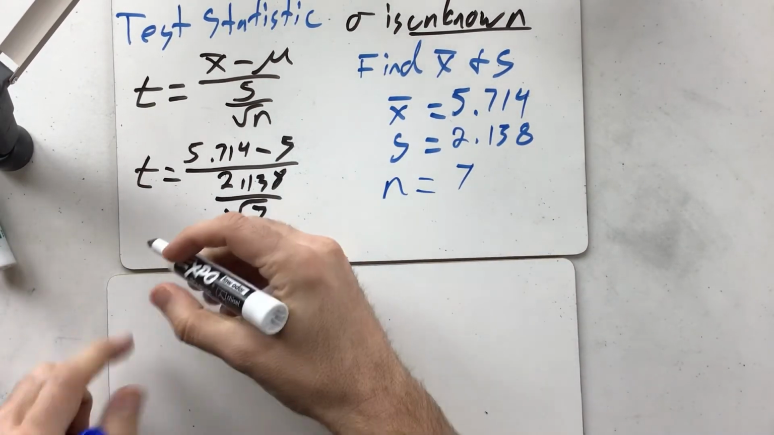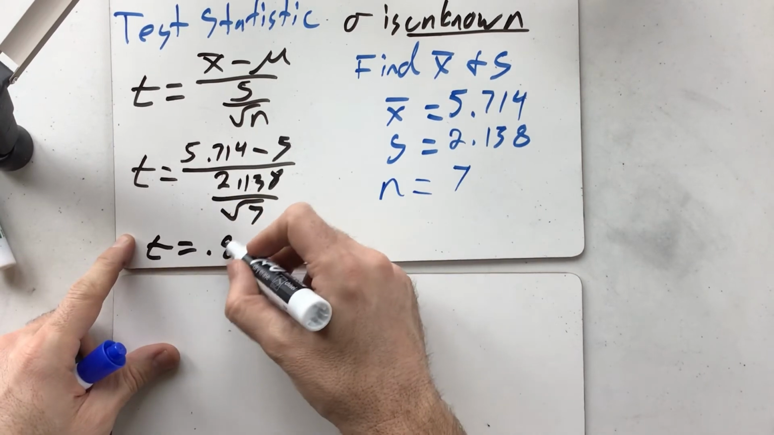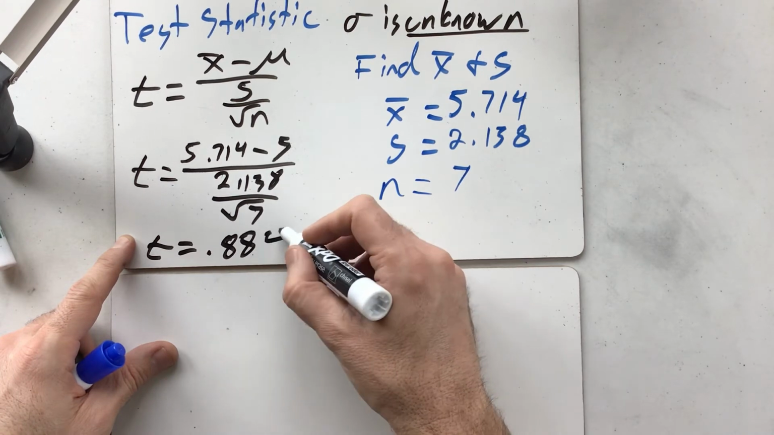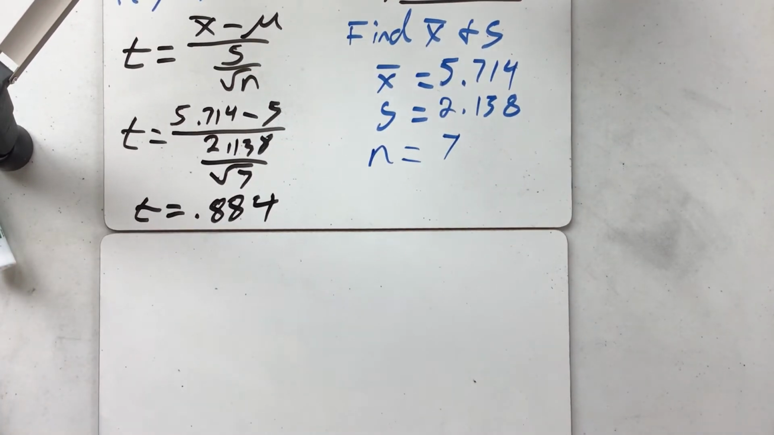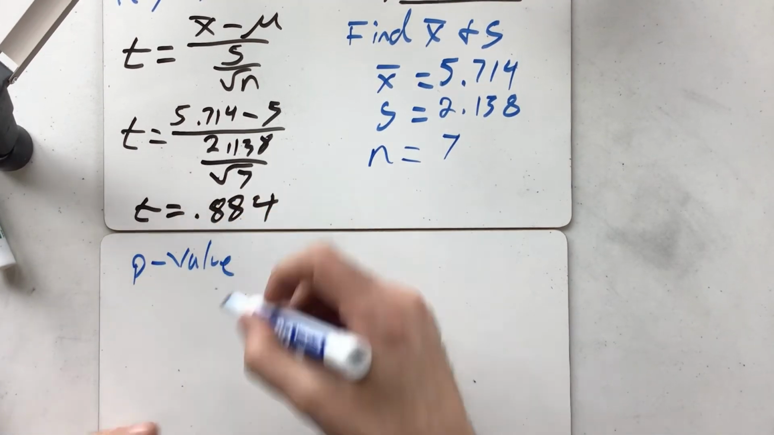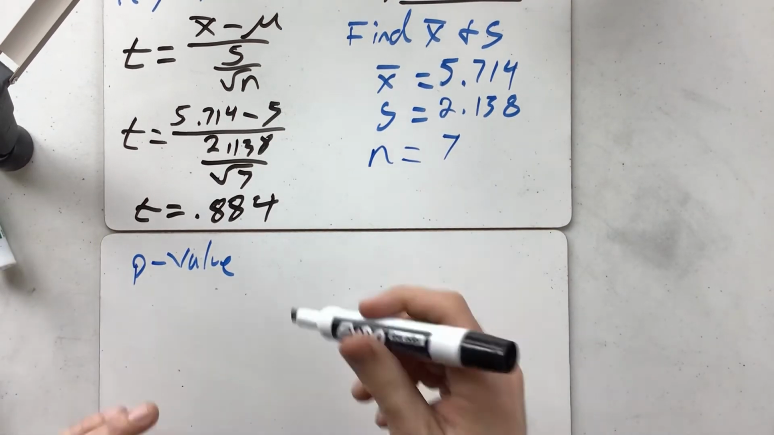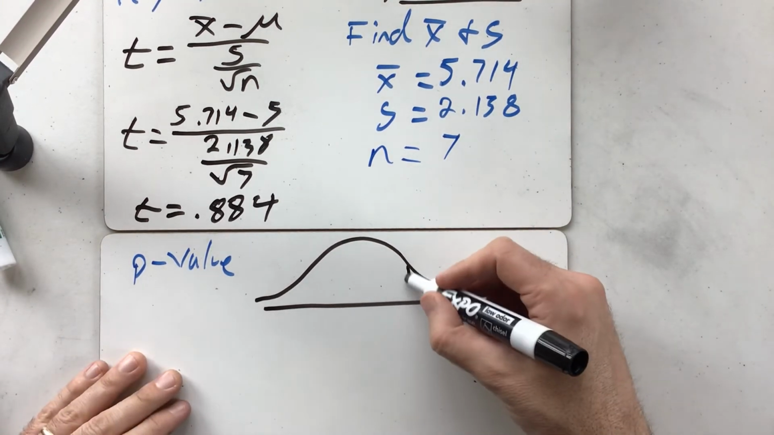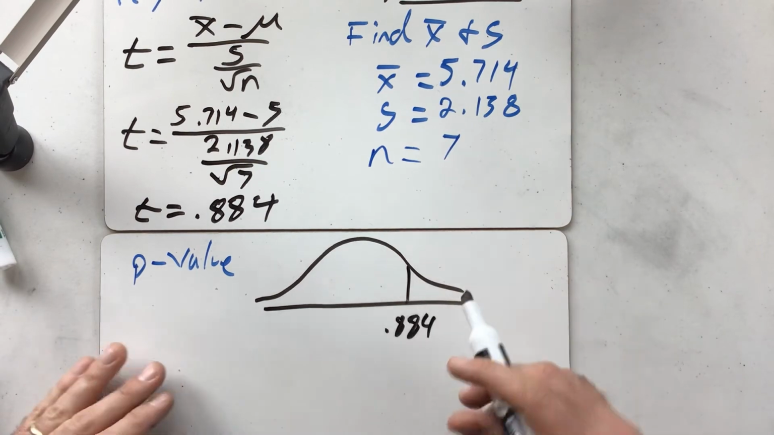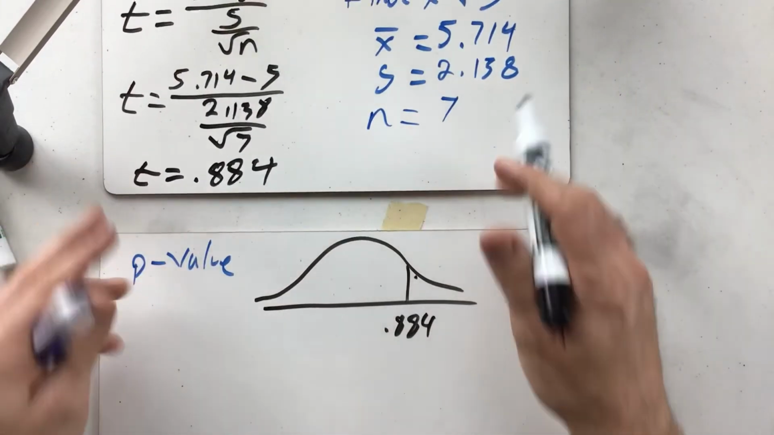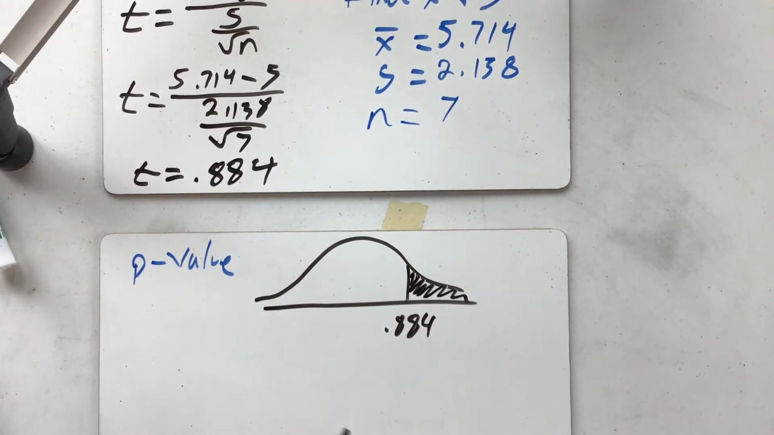So I got t equals 0.8835. So how about 0.884? That seems reasonable. Okay, so there's my t value. Now I'm ready to find my p value for my problem. And to find a p value, I always start by drawing my picture. I guess you don't have to draw your picture, but I just think it makes life so much easier. Now down here we've got the 0.884, and since we have a greater than problem, we're using the right hand side, and so this is the p value that we're looking for. And so p is that value right here.